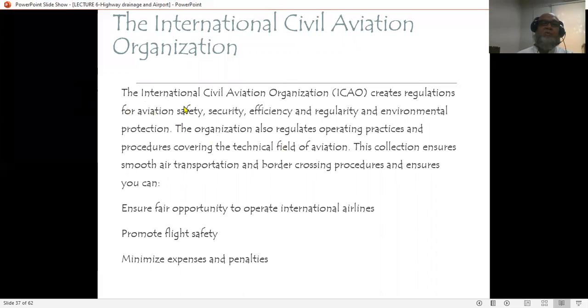So what does it do? ICAO creates regulations for aviation safety, security, efficiency and regularity, and environmental protection. The organization also regulates operating practices and procedures covering the technical field of aviation. This collection ensures smooth air transportation and border crossing procedures, so you can ensure full fair opportunity to operate international airlines, promote flight safety, and minimize expenses and penalties.